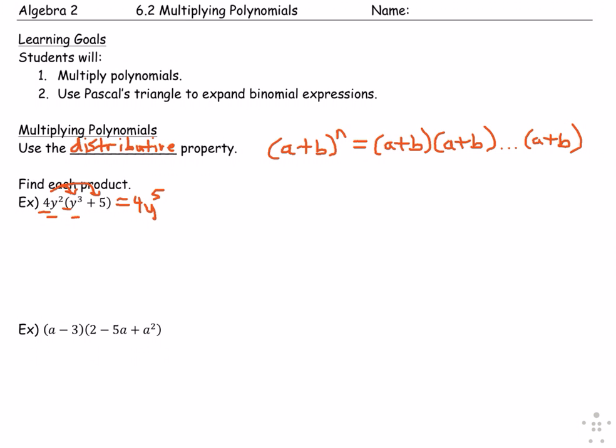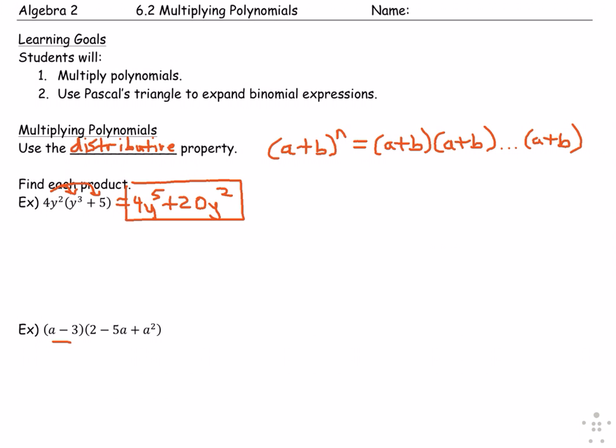And now I distribute that. 4y squared also to the 5, so 4 times 5 is 20. And the y squared doesn't have any other y's to multiply with, so it just stays y squared. And we don't factor, we are just multiplying polynomials together.